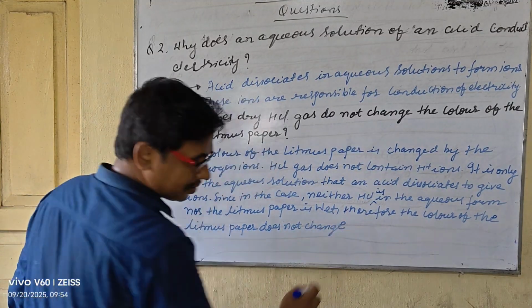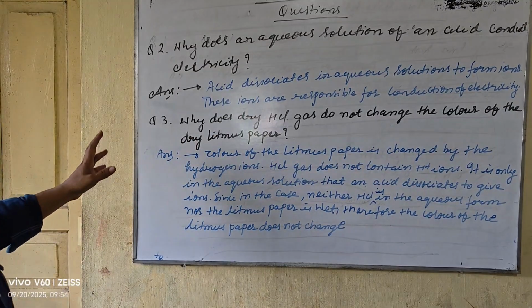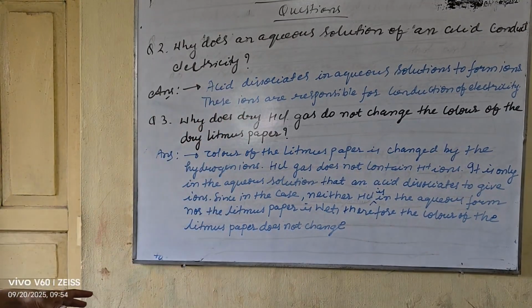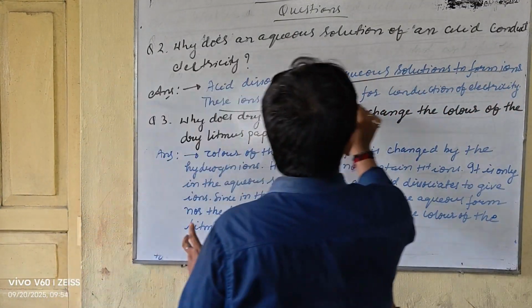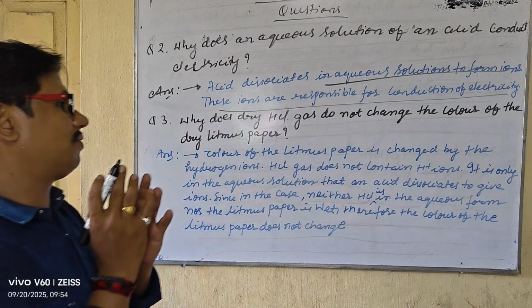Okay? Is it okay? So my dear student, why does an aqueous solution of an acid conduct electricity? The acid dissociates in aqueous solution to form ions. These ions are responsible for the conduction of electricity.